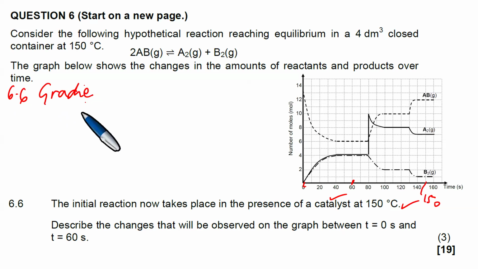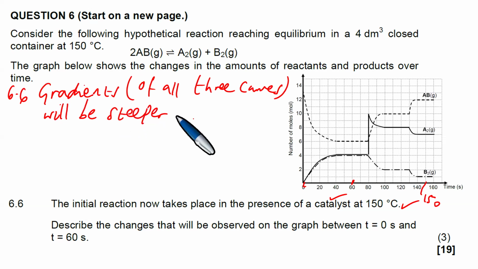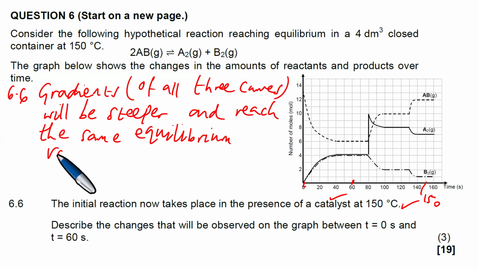So your answer to 6.6 would refer to the changes in the gradients. You would note that the gradients of all 3 curves will be steeper and reach the same equilibrium values.